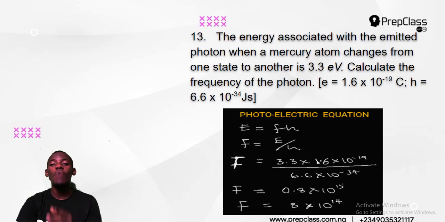Now you are told to find the frequency. Anything photoelectric, I call this the photoelectric equation. That's E equals f h, because this equation is what's used to solve questions on photoelectric effects. E equals f h, where my E is my energy, my f is my frequency, and my h is my Planck constant. And that's it in the question.